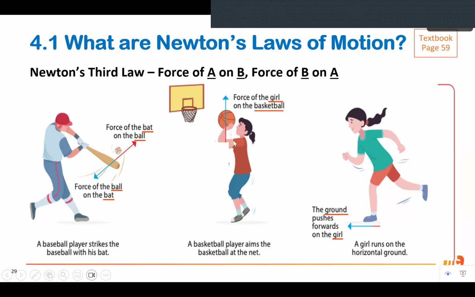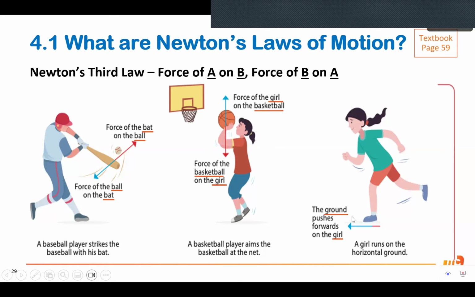Okay, next, I have a girl who wants to throw the basketball into the net. So there is a force exerted by the girl's hand on the basketball to push this basketball up. Okay, the reaction pair will be the force of the basketball on the girl. So this one is on the girl. The red color arrow will be on the girl.